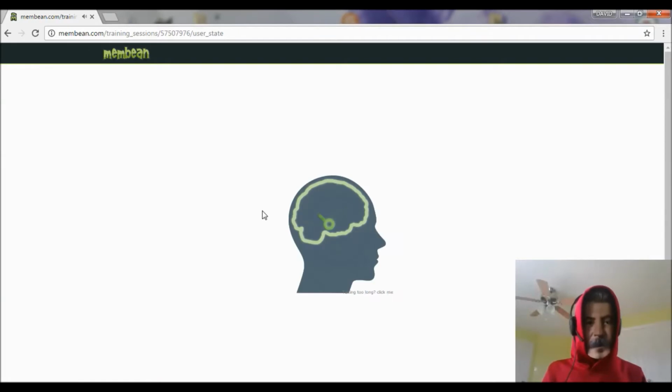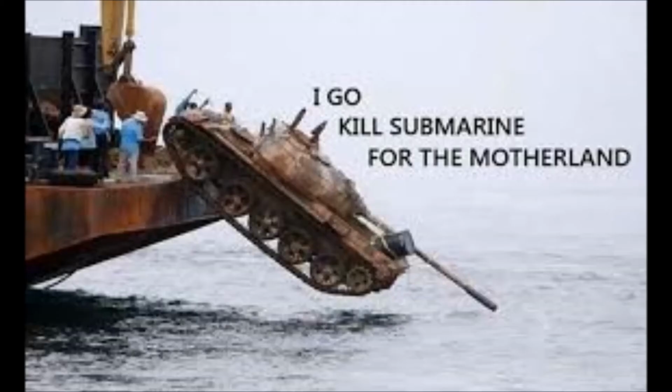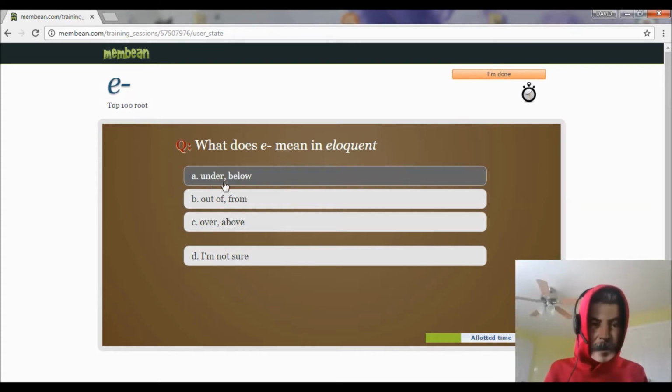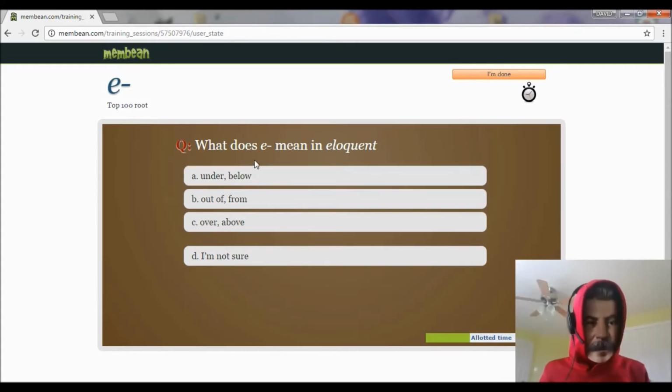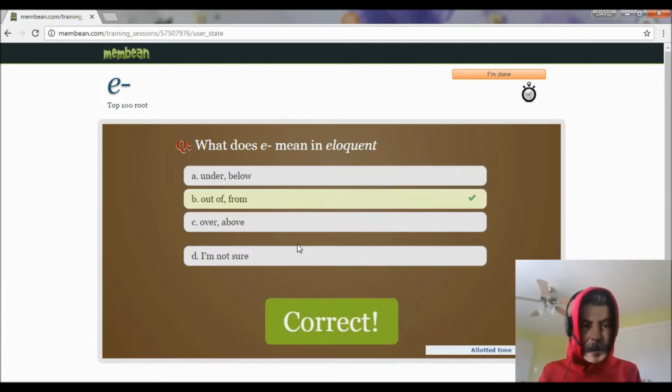Alright, next. My fellow comrades, we are going to do this for Mother Russia. What does e mean in eloquent? E is out from, correct.